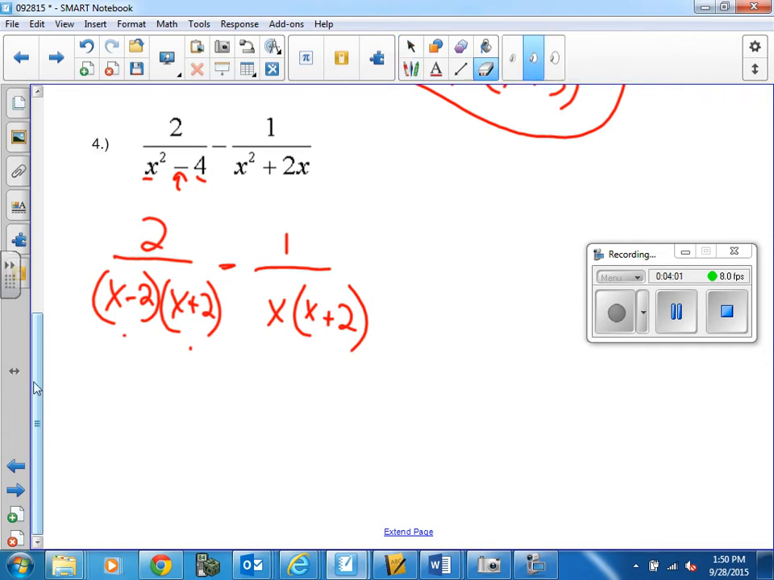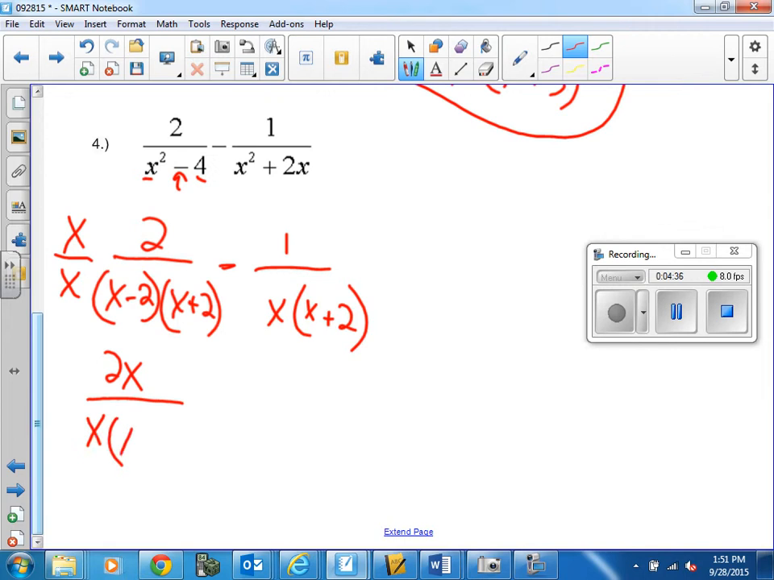Now, as I look here, we did a problem very similar in class. Each one of them has two factors. We have x minus 2, x plus 2, and over here we have x and x plus 2. So they both have an x plus 2. The left-hand side does not have an x as a factor by itself, and the right-hand side does not have an x minus 2 as a factor. So what I want to do is multiply the top and the bottom by the missing factor. So on the left, your missing factor is x. So we're going to have 2x all over x times x minus 2 times x plus 2.